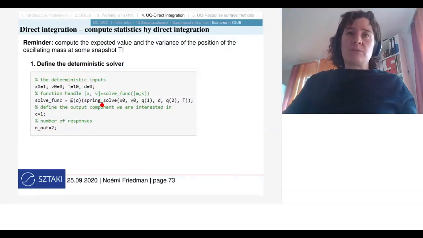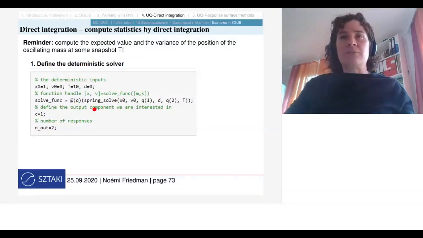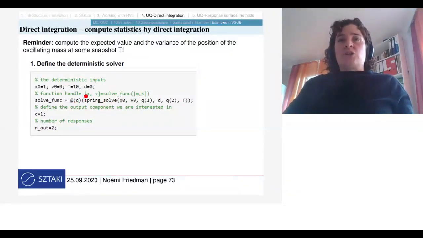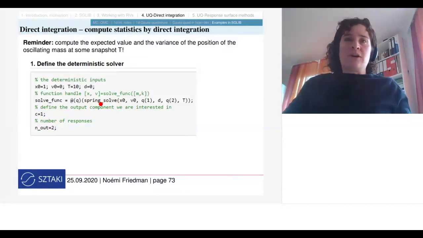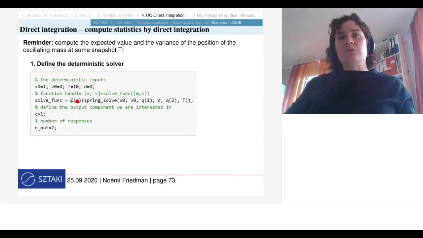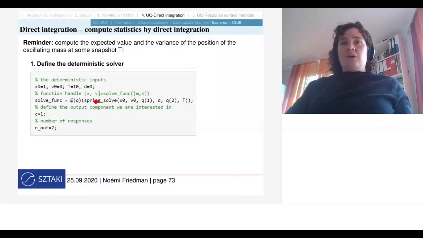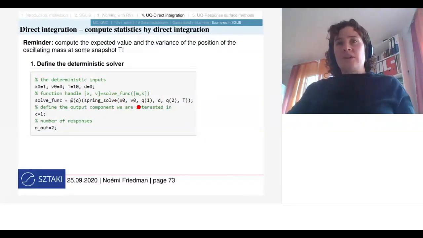But if you run into that problem, please write me an email, okay? So it's inside sglib, this spring SOA function. Maybe you have to add it to the path to be able to reach it. And this spring SOA function takes a number of inputs, okay? Usually your inputs are different from only the uncertain random variables.